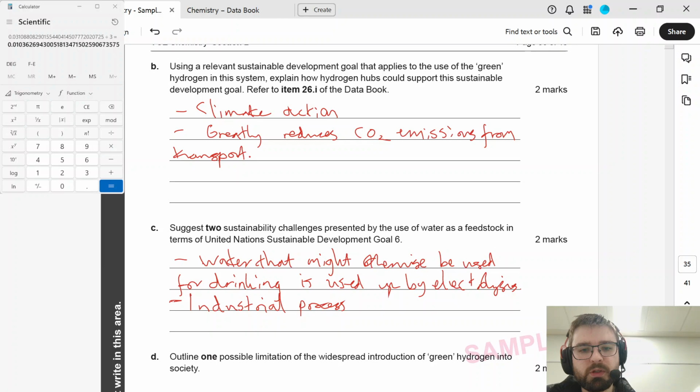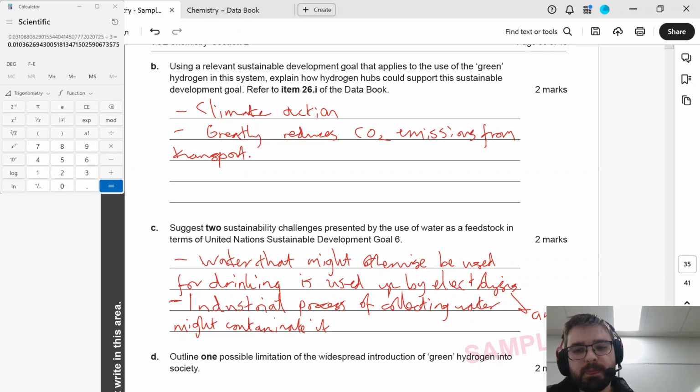So the industrial process of collecting water might contaminate it. You could also just extend the first one and then talk about animals, plants, the environment, etc., in the sense that they don't have that. You could also say that you're taking away water that might otherwise be used for agriculture, so therefore you don't have enough water for doing other things there.